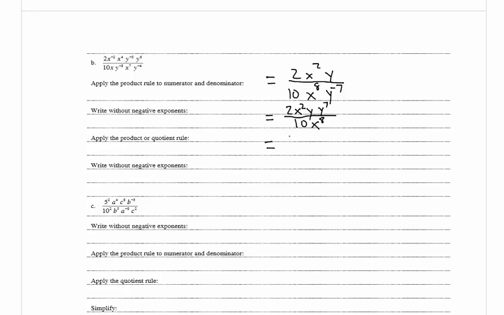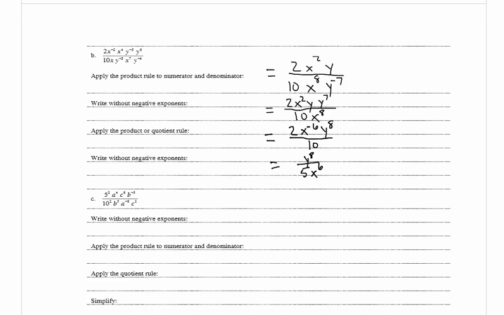So we have 2, and we have x squared divided by x to the eighth is x to the negative 6, because 2 minus 8 is negative 6. And now we have y times y to the seventh, which we could write as y to the eighth, divided by 10. And now it wants us to write it without negative exponents. And we're also going to simplify 2 over 10. 2 over 10 simplifies to 1 over 5. So we're going to end up with y to the eighth in the numerator and 5x to the sixth in the denominator.